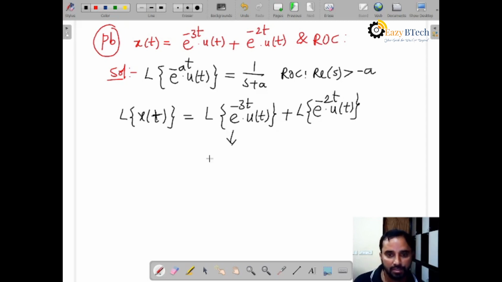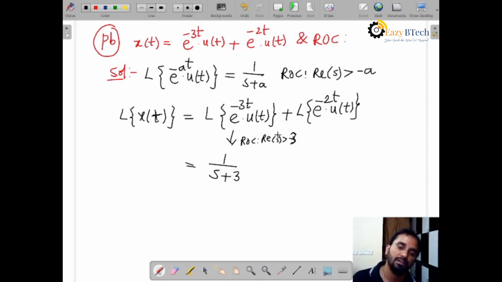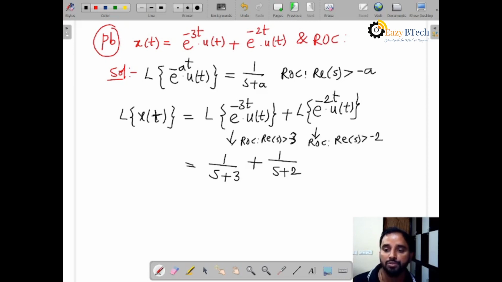So this Laplace transform is 1 by S plus A, means 1 by S plus 3. And what about the ROC here? ROC is real part of S greater than minus 3. Plus in the second signal, e power minus 2t, so 1 by S plus 2. And what about the ROC here? Real part of S is greater than minus 2.